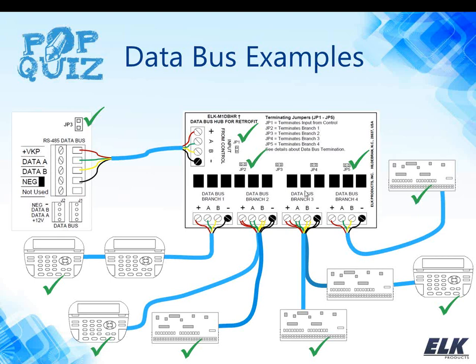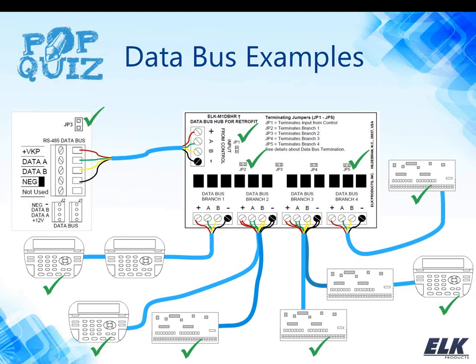So keeping that in mind, as we look at the branch 2 example, we basically just have 2 home run devices going into branch 2. So we're going to terminate each one of those devices, and that's going to give us the 2 termination points that we're looking for. And for that reason, we do not need to terminate at JP3.